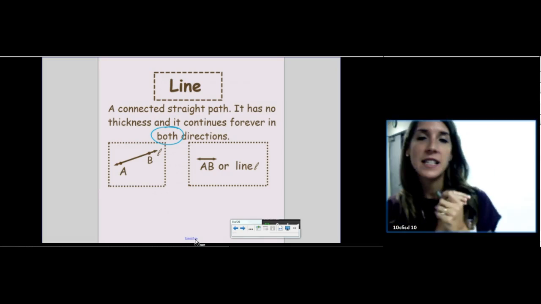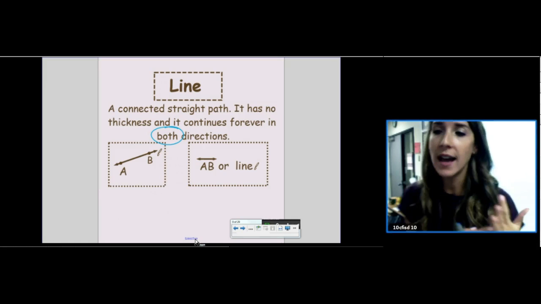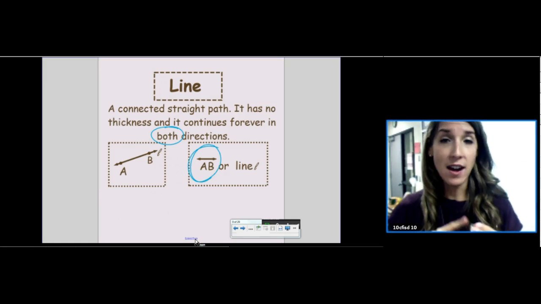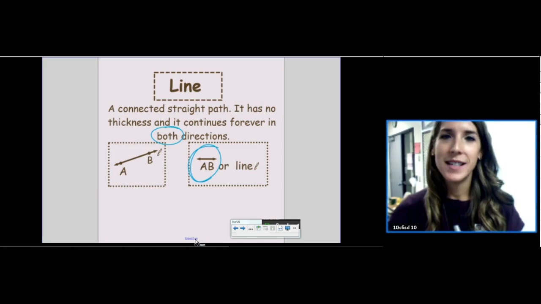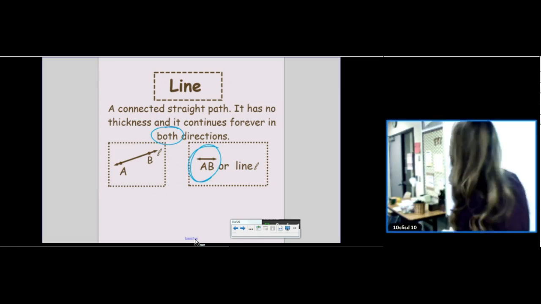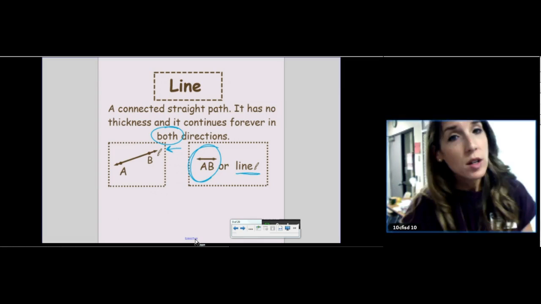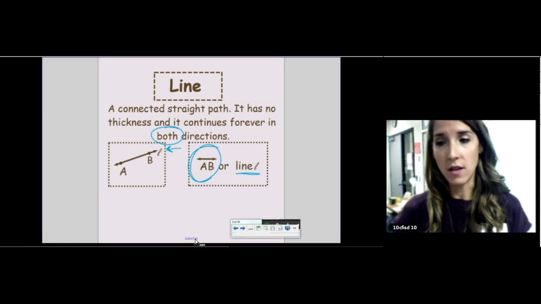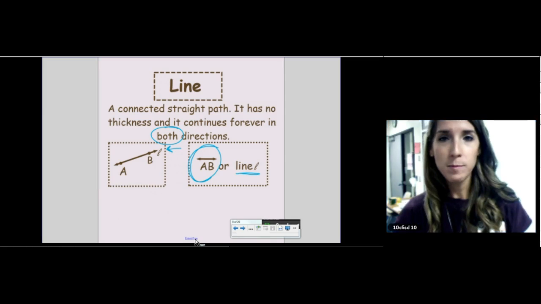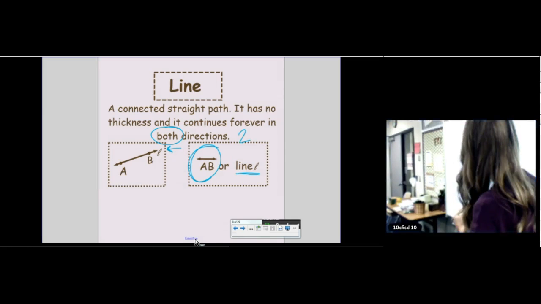Now, this is where it gets a little confusing. You can name a line two ways. You can pick 2 points on the line, and you could name it line AB, capital A, capital B with a line on top. Or sometimes the textbook or other places like to name it with a lowercase italicized letter. See this little letter L right there? So you could call it line L. But when you do that, you have to write the word line in front of it. With the AB, you don't need to write the word line because you already have that line on top. This will make more sense as we start to practice, okay? Promise. So there's 2 ways to name it.